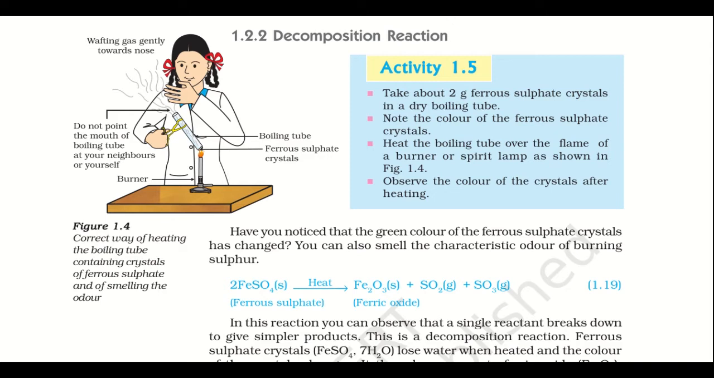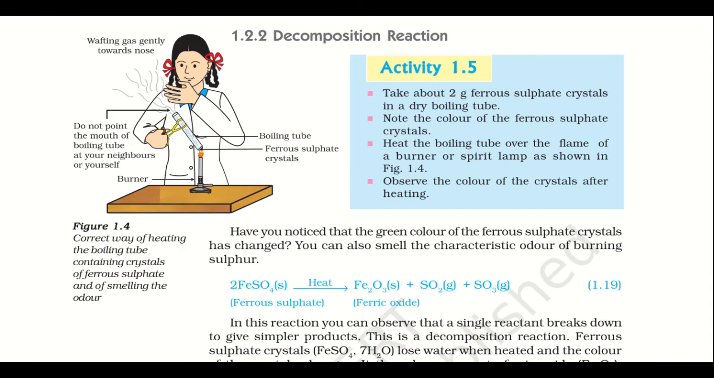Here in this activity, there was a reaction of the ferrous sulfate, but it was heated. Now here in this reaction, heat is given. We are not obtaining heat, but heat is given to conduct the reaction. What observations do we make when we heat ferrous sulfate crystals in a dry boiling tube? We notice that the green color of the ferrous sulfate crystals has changed. We can also smell the characteristic odor of burning sulfur.